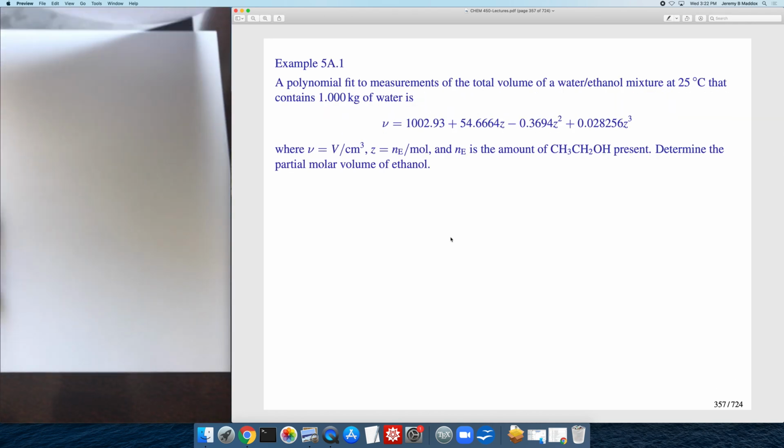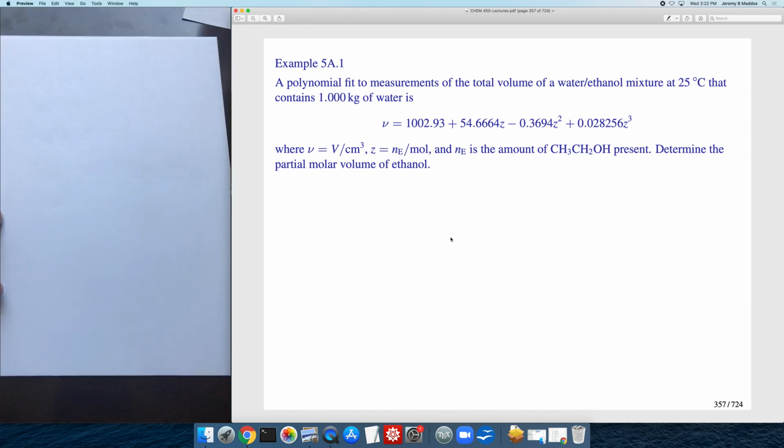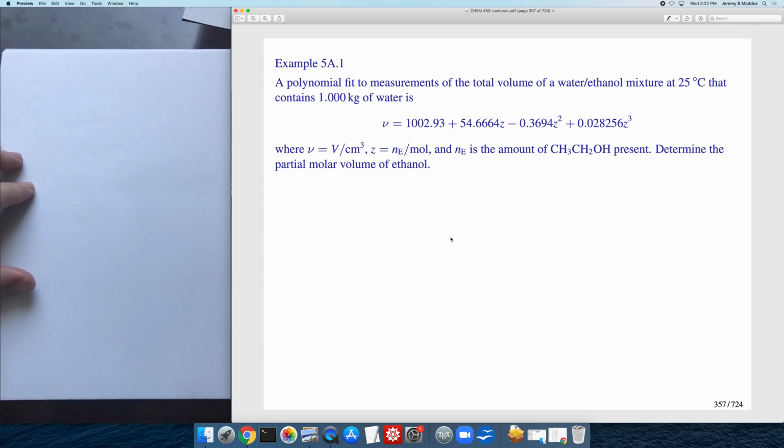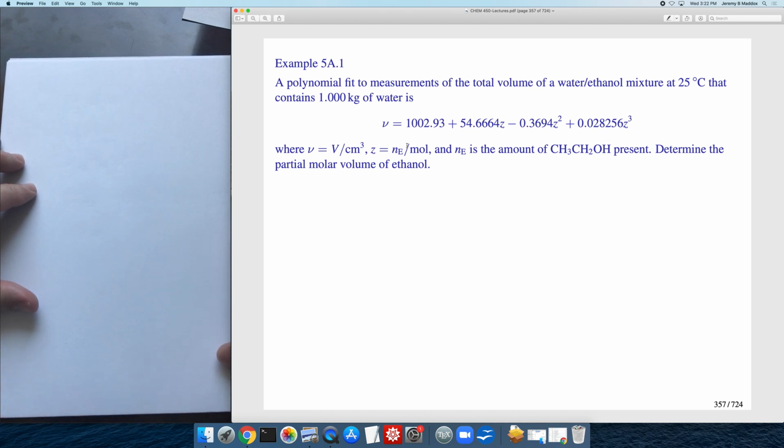Here we have another problem. We're being told that we've got now a water-ethanol mixture. It contains 1 kilogram of water. And essentially, the polynomial function that's given to us is telling us what the volume is as a function of the number of moles of ethanol. The reason why they've used these funny definitions of nu and z is just to eliminate certain complications with the units. But essentially, nu is the volume in units of milliliters, and z is the number of moles of ethanol in units of moles.